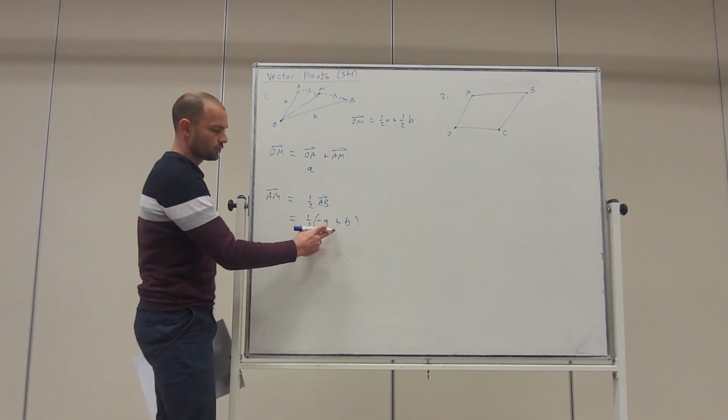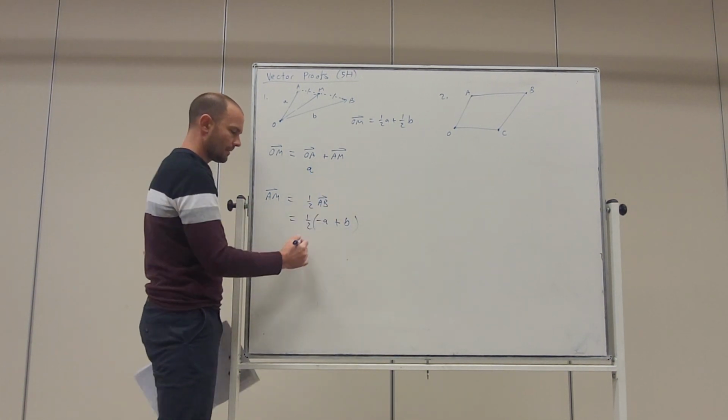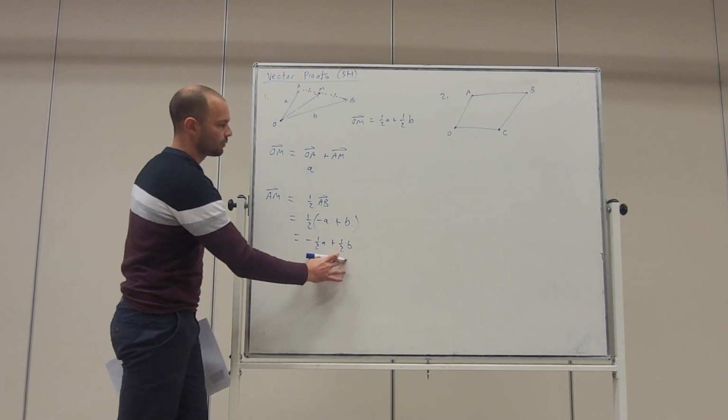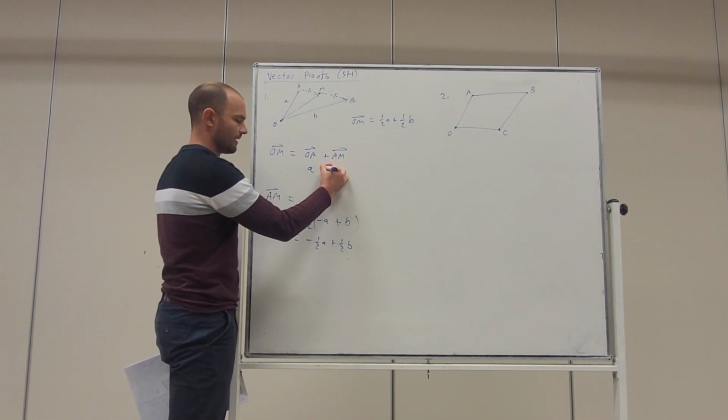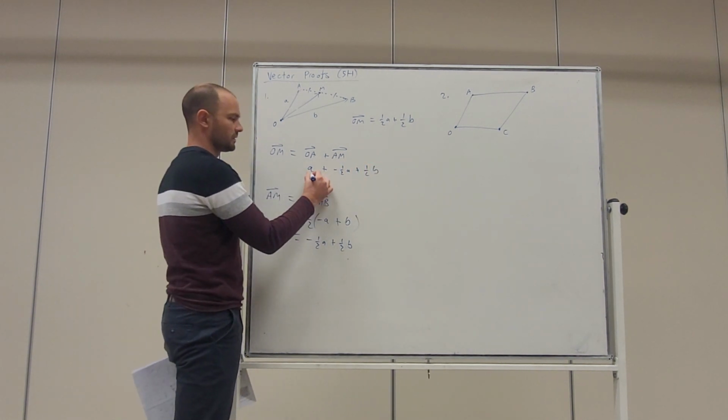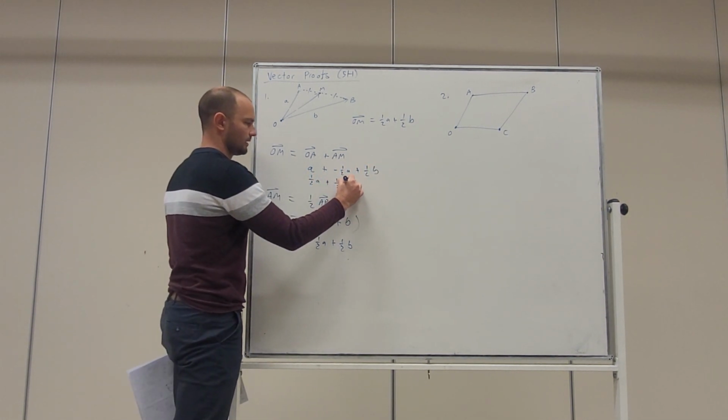Okay, now let's substitute that into here. Or maybe I'll simplify it a bit first. We have minus half A plus half B. Now we'll substitute it into here. So we have plus minus half A plus half B. And this will simplify to be half A plus half B. QED.